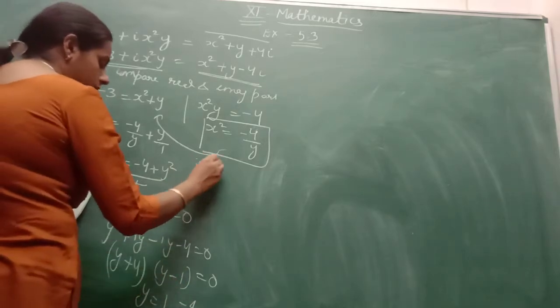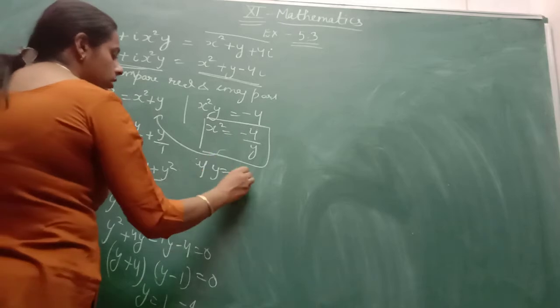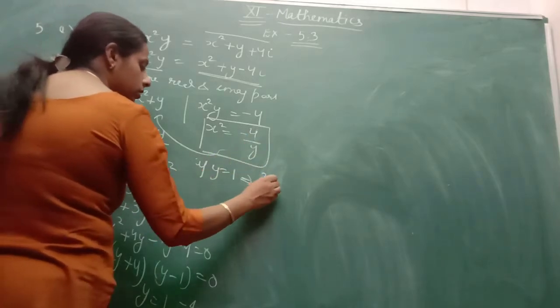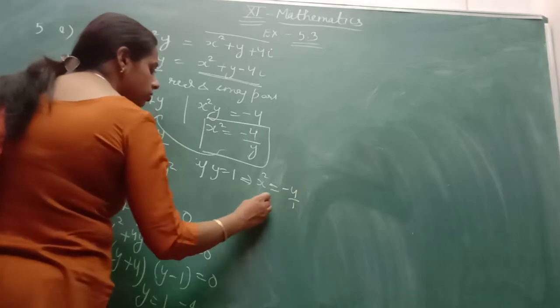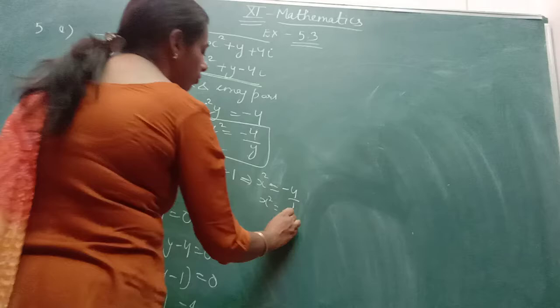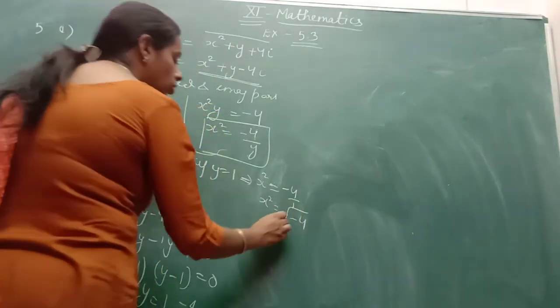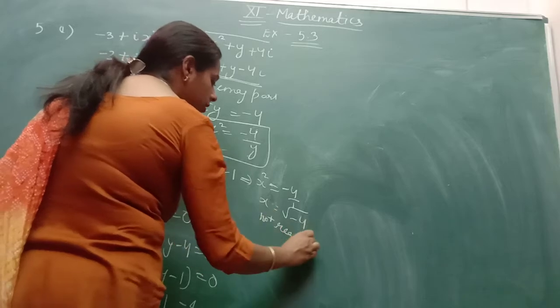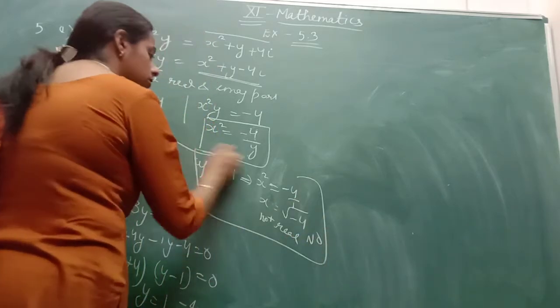If you take y equal to 1, then the value of x square will be minus 4 by 1, that is minus 4. So x will turn into the square root of minus 4, that is not a real number. So leave this part.